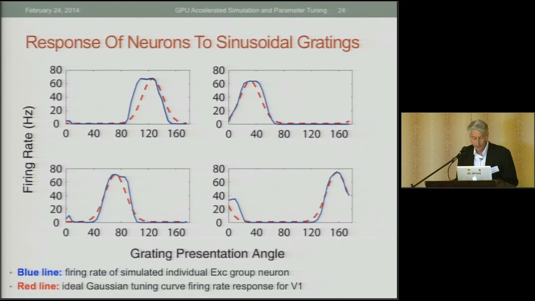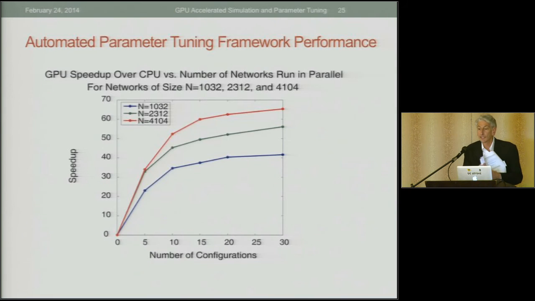And what's nice about this is we can run 30 or 40 configurations together in parallel, and we get a speed up over the CPU of up to 60 times. So we actually get very impressive speed ups. These are somewhat small networks, 1,000 to 4,000. But what's nice is once you've tuned this, you could use that as a building block to tune the next level, is one idea.